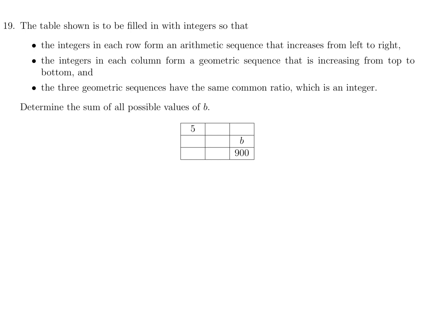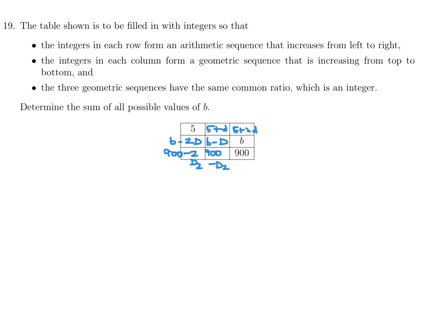Well, let's fill this in first the best we can, and then we'll take it from there. So this will be 5 plus d, 5 plus 2d, since it's an arithmetic sequence. The next one will be b minus D, a different D, and this will be b minus 2D. And then this one will be 900 minus d2, and this will be 900 minus 2 times d2. Okay, not very helpful at that point.